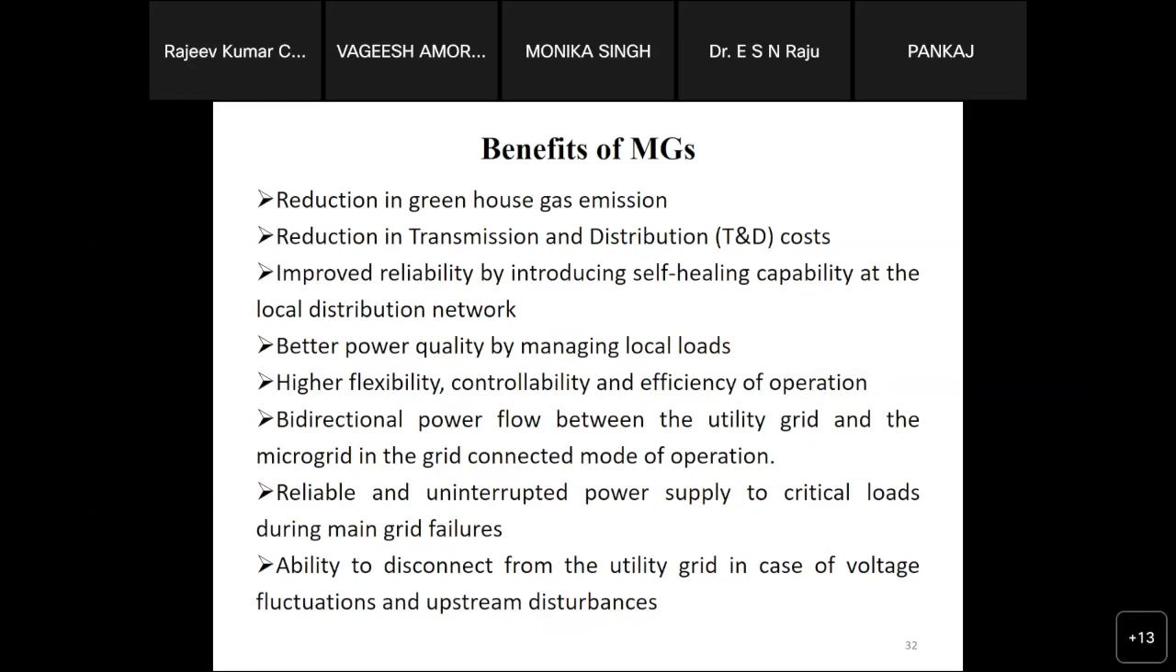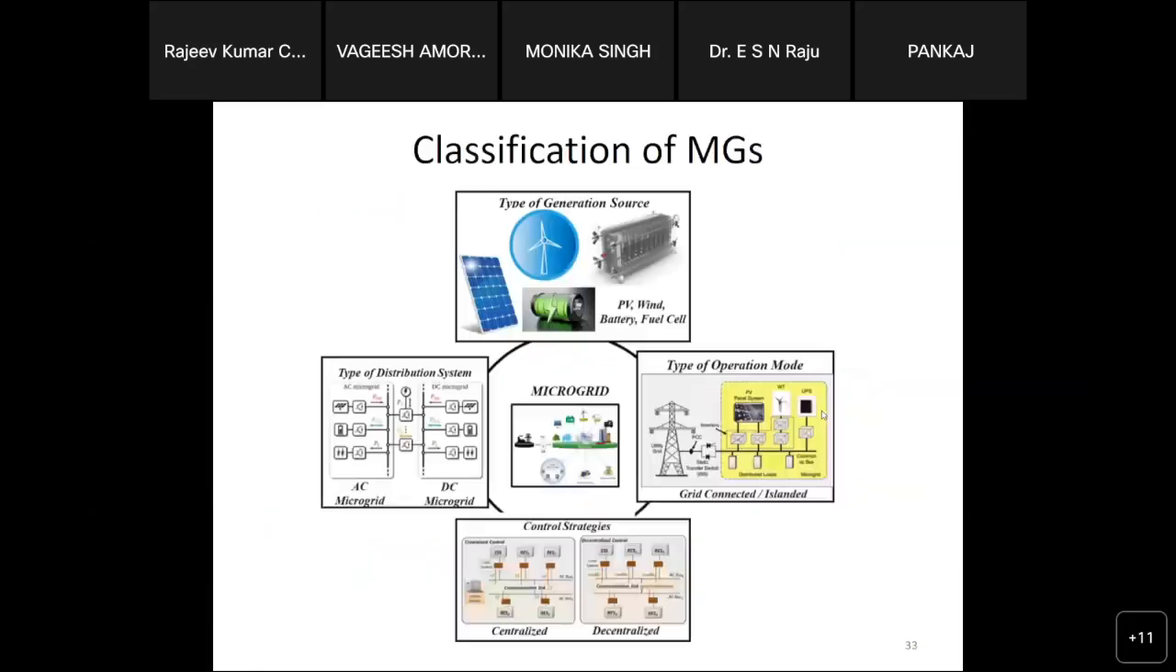Whenever we have surplus power, that surplus power will be exported to the main grid. Whenever there is some power requirement in the microgrid, we can import the power from the main grid. So likewise, you will have the bidirectional power flow between the main grid and microgrid. So you will have the flexibility, and also, as I mentioned, you will have the power supply to the critical loads without any interruption during the main grid failures. And also you can disconnect the microgrid from the main grid when there are some voltage fluctuations or when there is some disturbance in the main grid. So these are the different benefits of the microgrids.